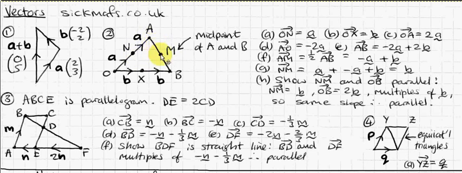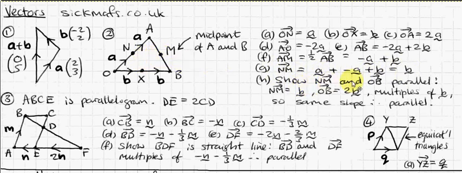Anyway, so N to M we can work out really easily because we just worked out A to M, which was minus A plus B. And N to A we know is A. So altogether we have to do A plus minus A plus B, as I've written here. NM is that. And then A minus A is nothing, so you're left with B. And that's it, that's the answer. N to M is equal to vector B.